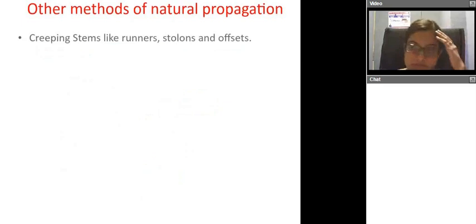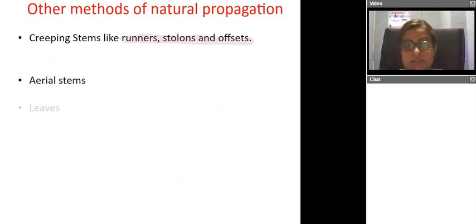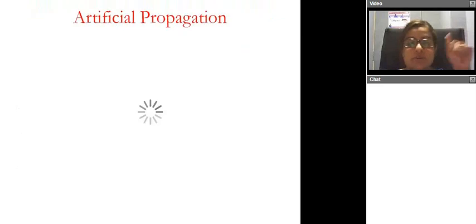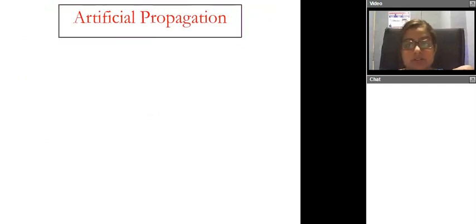There are also some other methods of natural vegetative propagation, like creeping stems that include runners, stolons, and offsets. What do they include? The runners, stolons, and offsets. Then we have vegetative propagation through aerial stems, leaves, bulbils, and turions. Now let us come to the artificial method of vegetative propagation.